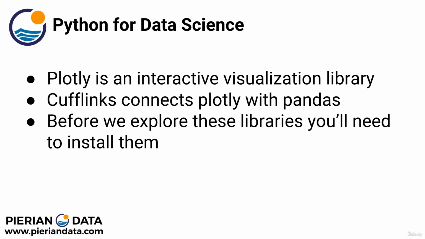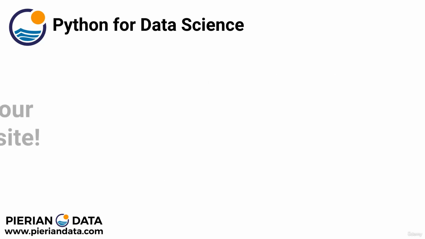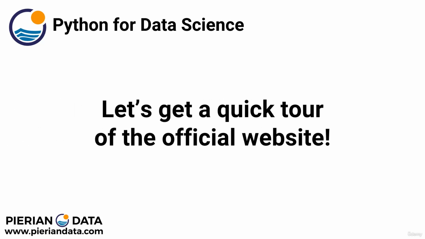However, before we actually explore these libraries, we're going to need to install them. You'll need to use pip to install these libraries, either at your command line or at your terminal, and you can write pip install plotly and pip install cufflinks. This should still work even if you're using the Anaconda distribution. These two libraries just aren't available on the Conda install at this time. So go ahead and use pip install plotly and pip install cufflinks at your command line or terminal in order to get these libraries. Now let's go ahead and get a quick tour of the official website before in the next lecture we actually show you how to use these libraries.